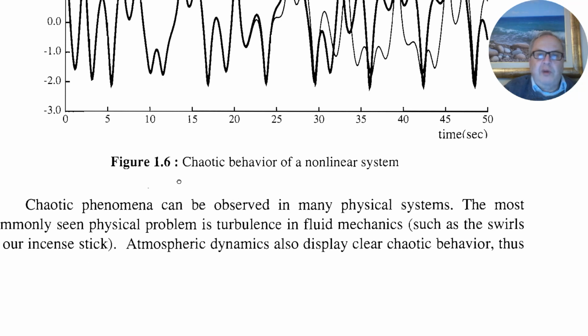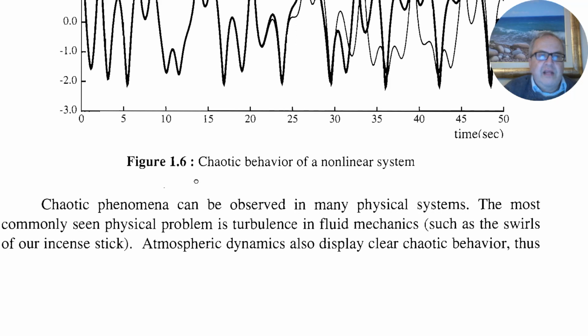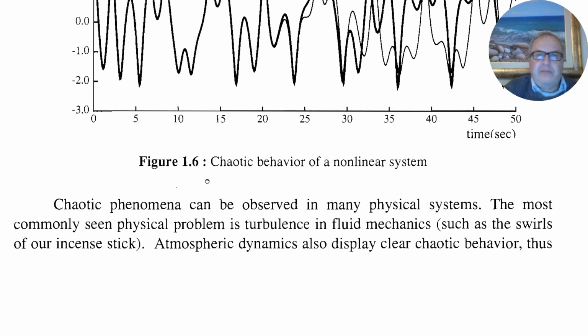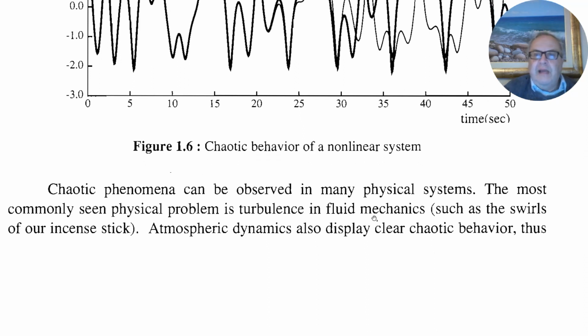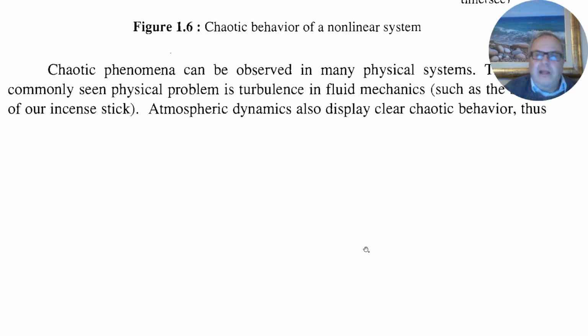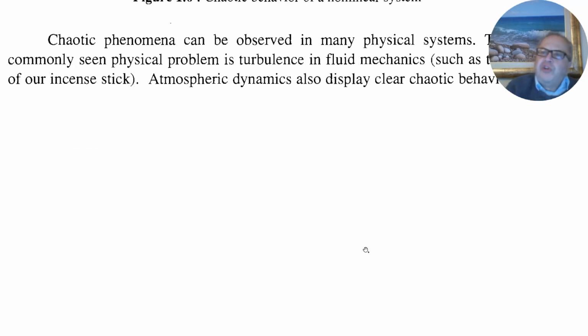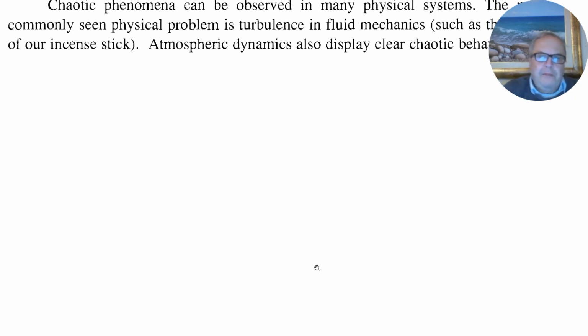Chaotic phenomena can be observed in many physical systems. The most commonly seen physical problem is turbulence in fluid mechanics, such as the surge of our in-case stick. Atmospheric dynamics is also another chaotic phenomenon, and also the motion of blood in the human body.